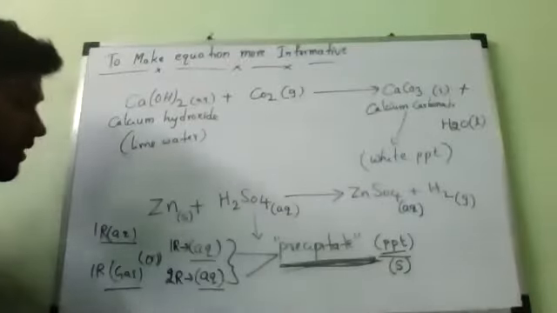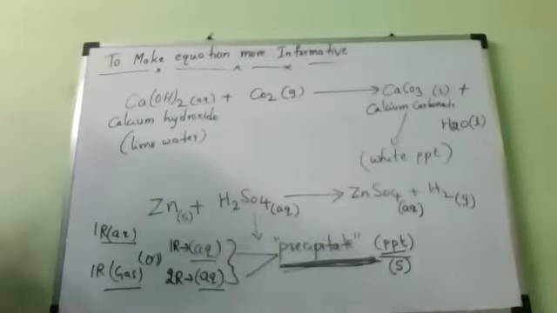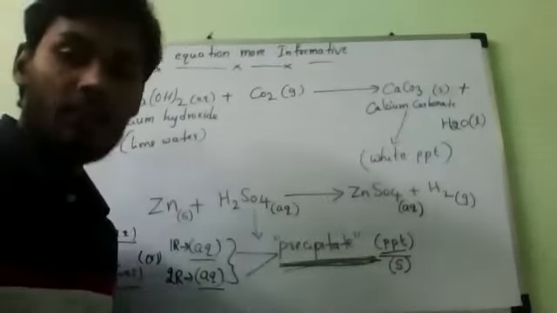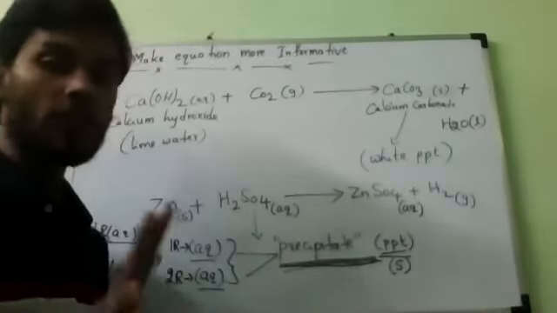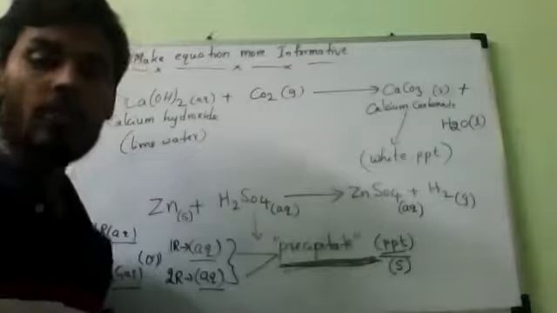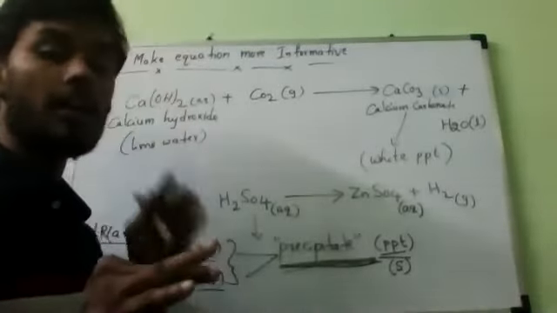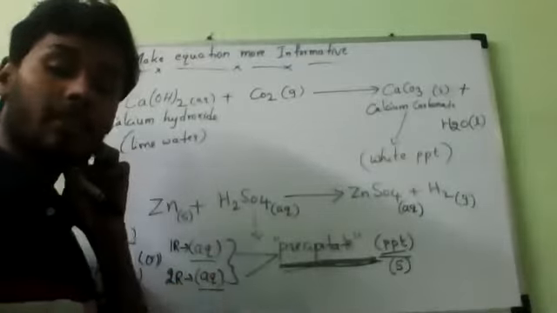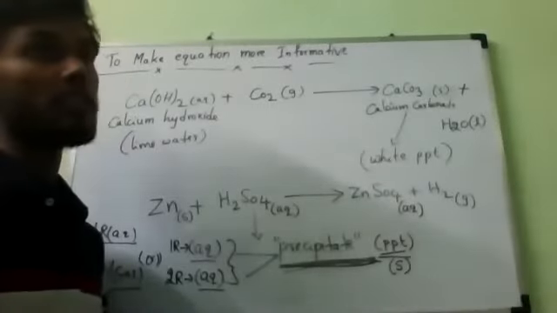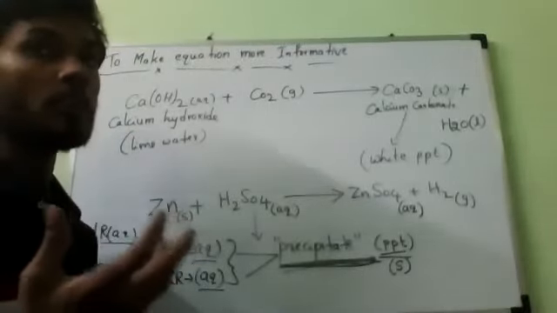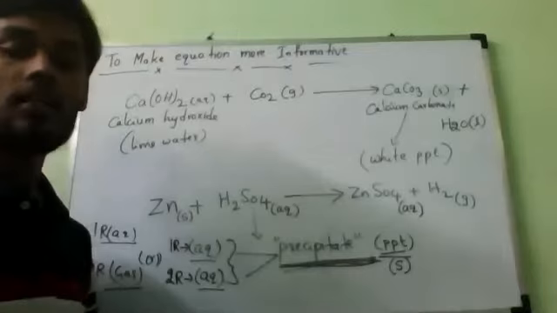So this is the first one. What is the first way to make the equation more informative? By representing their physical states. Understand? How many physical states do we have? Four: solids, liquids, aqueous solutions, and gaseous state. That's all. There is no other state of matter. Remember, an aqueous solution means a substance dissolved in water, a solution with water.